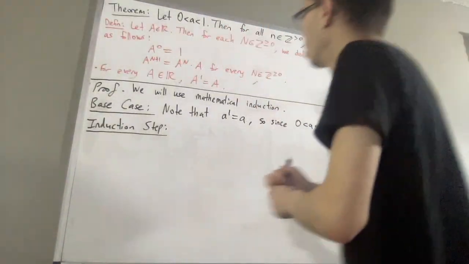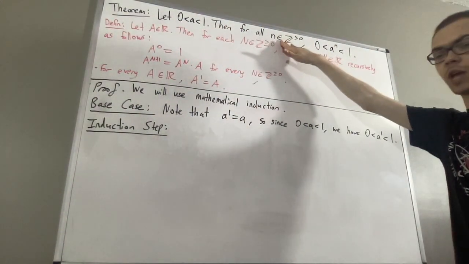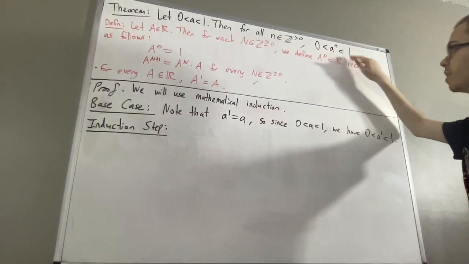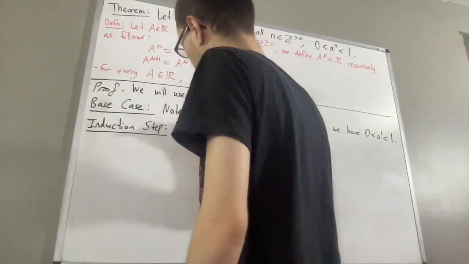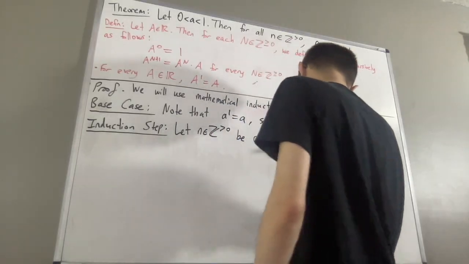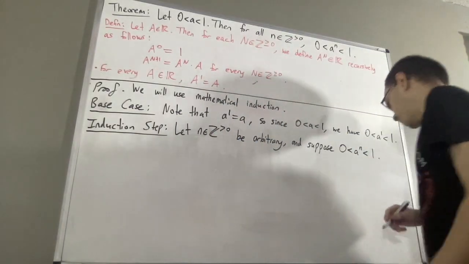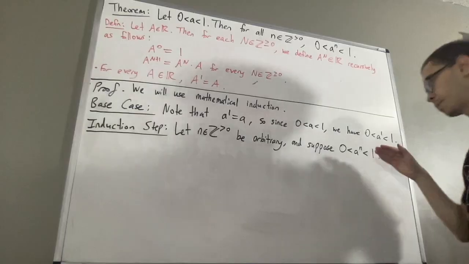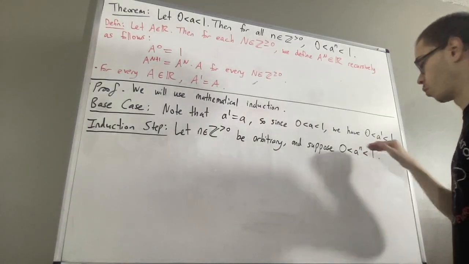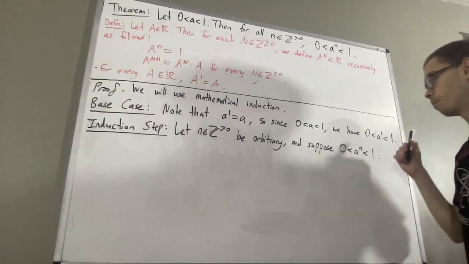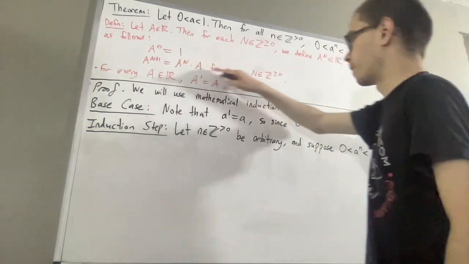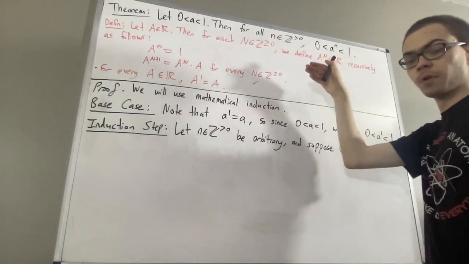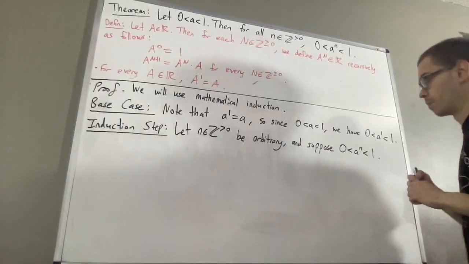In the induction step, we give ourselves an arbitrary positive integer n, and we assume that this inequality is true. The whole goal of the induction step is to show that a to the power of n plus 1 lies between 0 and 1. Well, by the recursive part of our definition, we know that a to the power of n plus 1 is equal to a to the power of n times a.